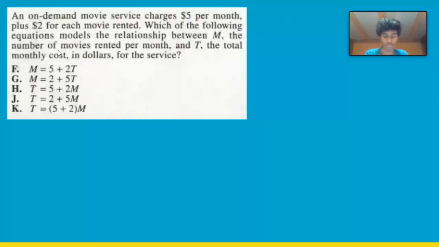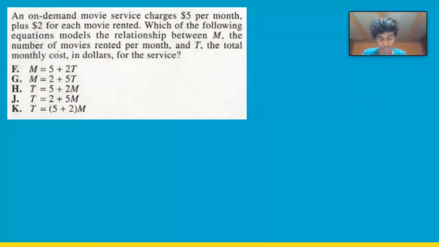This question deals with the relationship between the number of movies rented per month and the total monthly cost for a certain movie service. We need to find the relationship between M and T. So what are the pieces of information that we're given that are important for us to develop this equation?